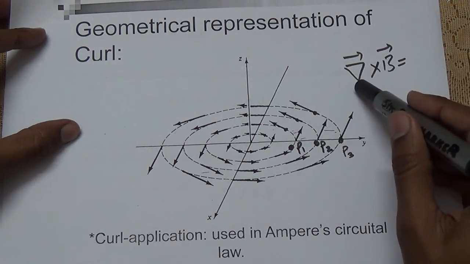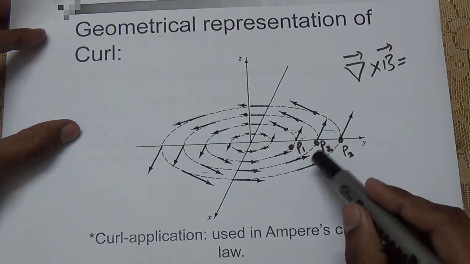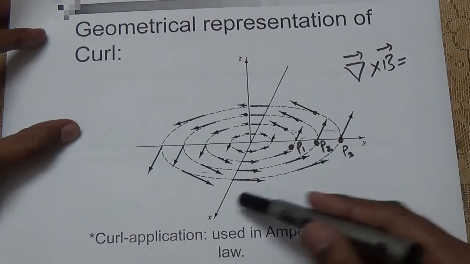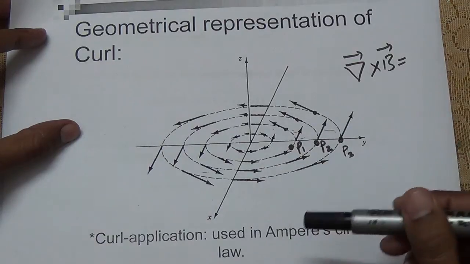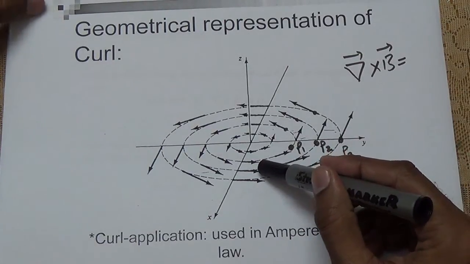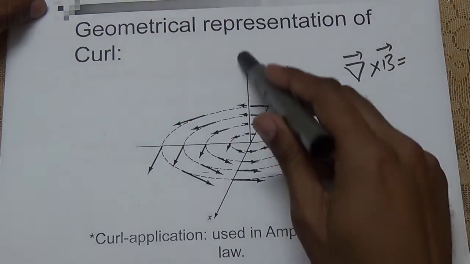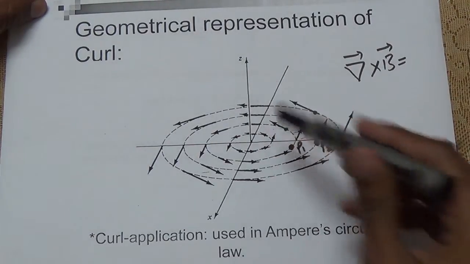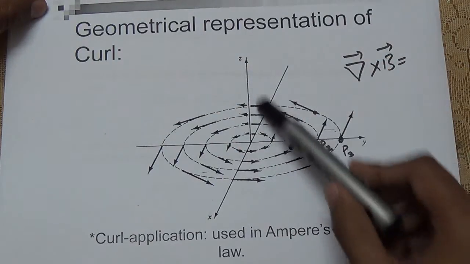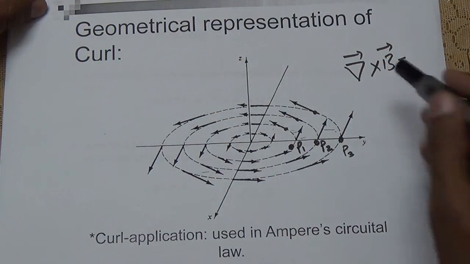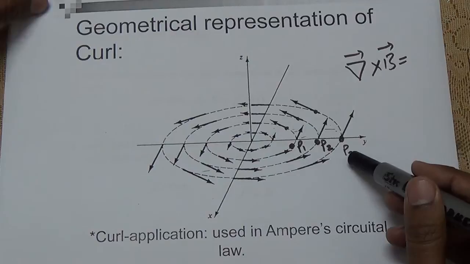So you are taking the curl of B. This is your B, which is rotating. This field is rotating about the x and y axis in the xy plane. The magnetic field is rotating in the xy plane. So the direction of the result of this del cross B will be perpendicular to this plane. So z will be the direction. This will be the axis of rotation of that field. The z axis will be the direction of this result, and the magnitude you find mathematically.